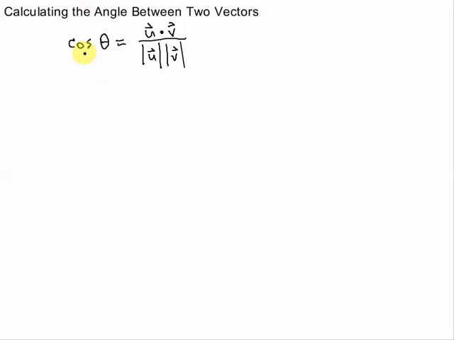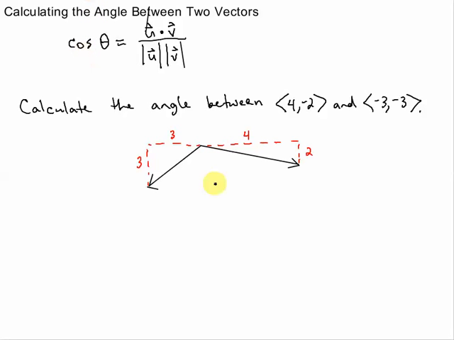So let's do an example. I want to calculate the angle between the vector <4, -2> and <-3, -3>, and I've drawn the picture here. So we're trying to find this angle right here. And so we could do it using how I mentioned before, find each of the angles in the right triangles, and then realize that all three of the angles would have to add up to 180 to find the blue angle. Or you can do this formula up here as well.